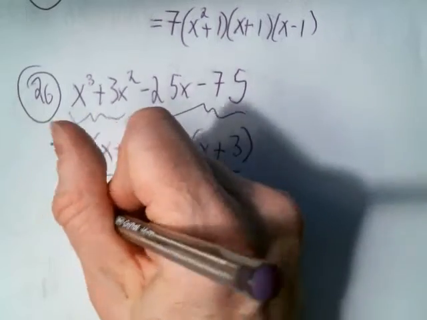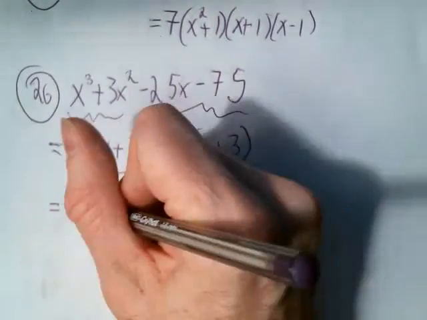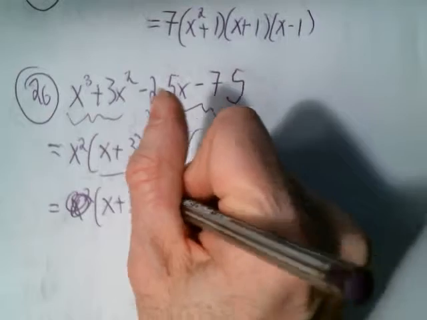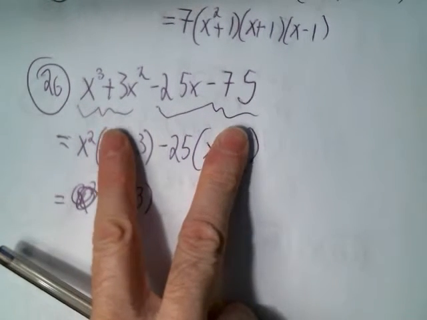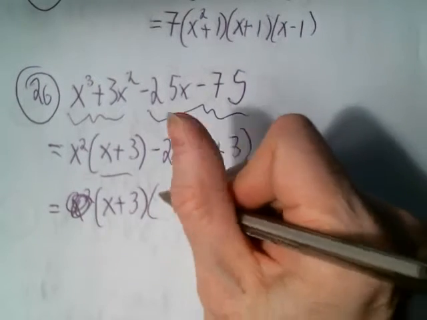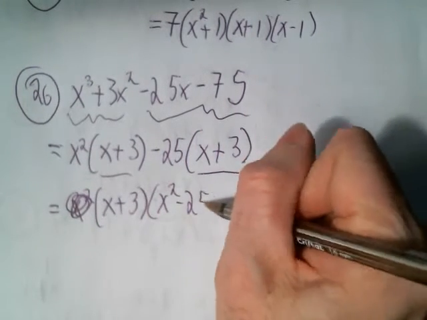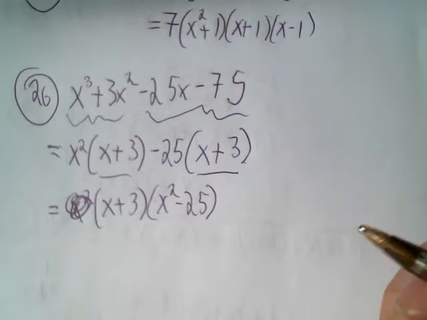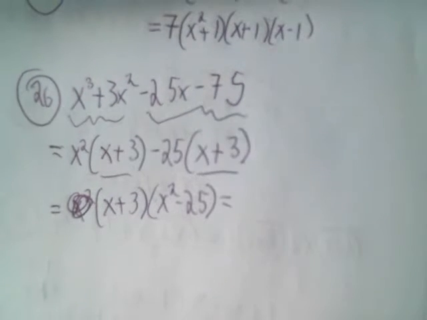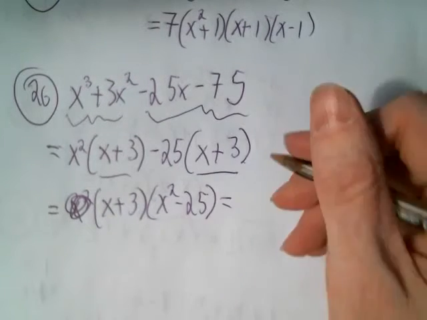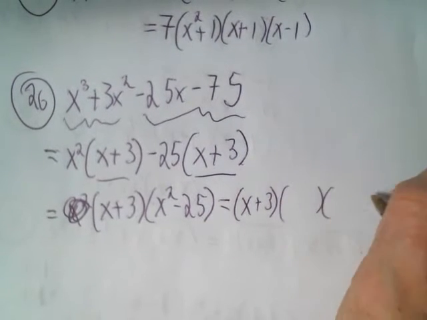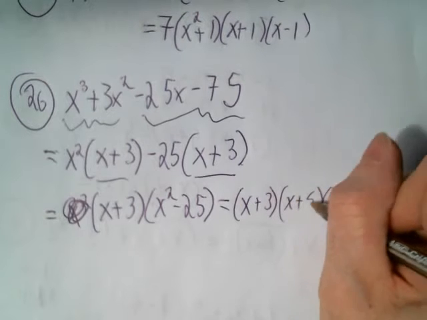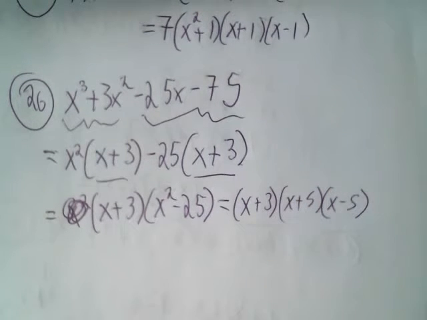Let's just factor out the x plus 3 first. So x plus 3 times the leftover part, x squared minus 25. And then you can keep going. So this is a difference of squares. We have x plus 3 times x plus 5 times x minus 5.